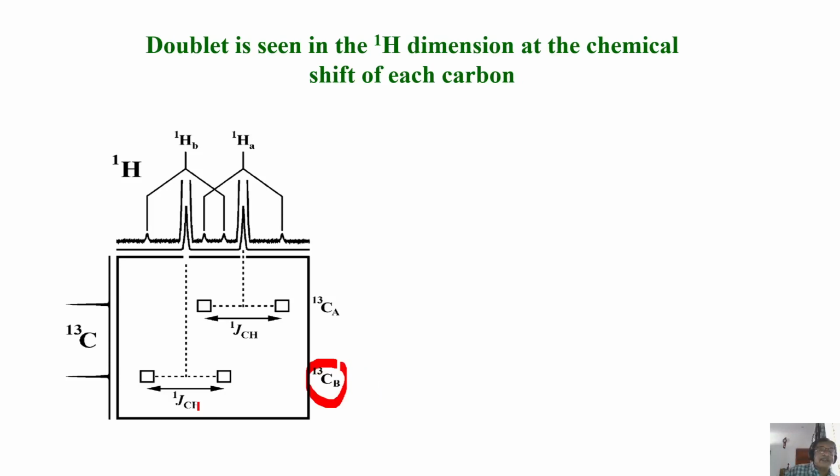This is the coupled carbon 13 spectrum. So in the F2 dimension, you are going to get satellites. The carbon coupling is there in the proton, which appears as satellites in the proton dimension. Whereas in the carbon dimension, you get a single peak, nothing else.